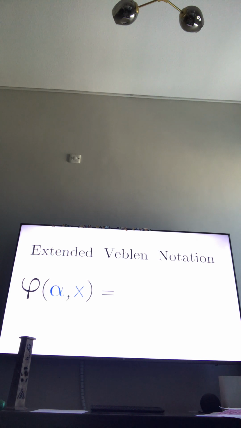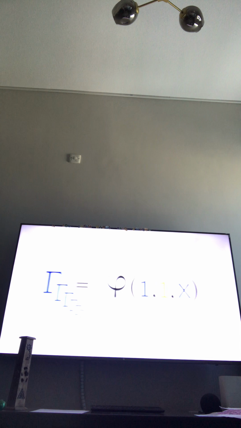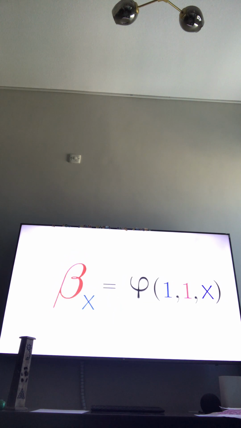But no matter how big our alpha is, it will always be lesser than gamma naught. So we add another variable. Gamma naught can also be written as phi 1, 0, 0. If we change the third argument to x, this will equal to gamma x. If we change the second argument to 1, this will be an infinite nesting of gammas. Let's just call this beta x. If we change it to 2, this will be an infinite nesting of betas.